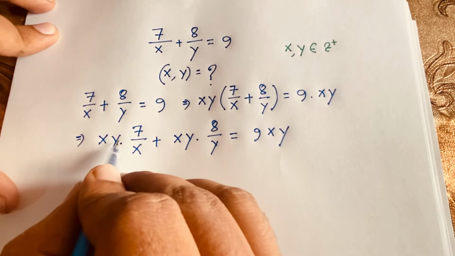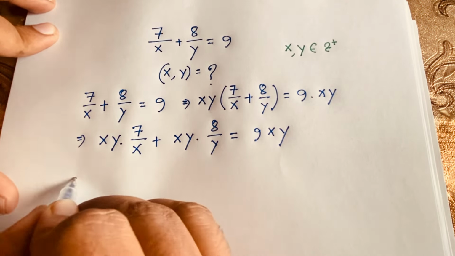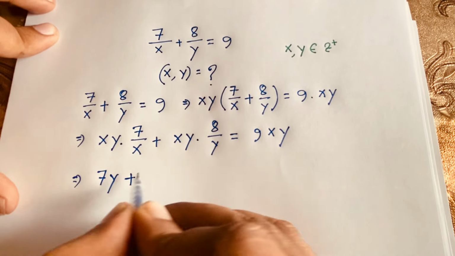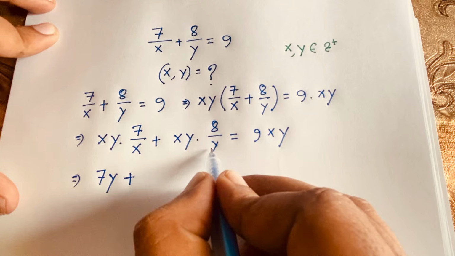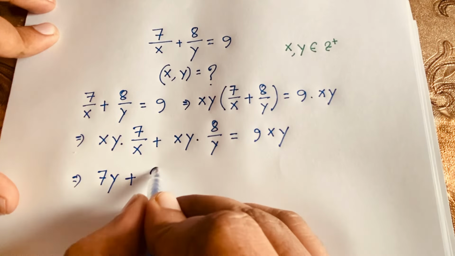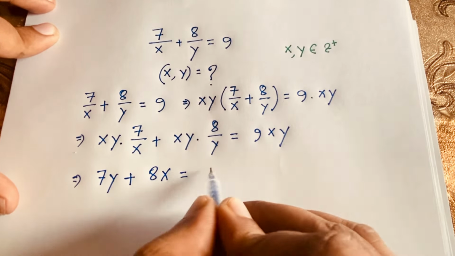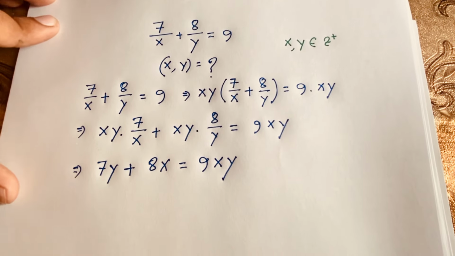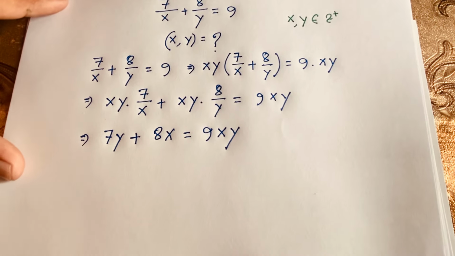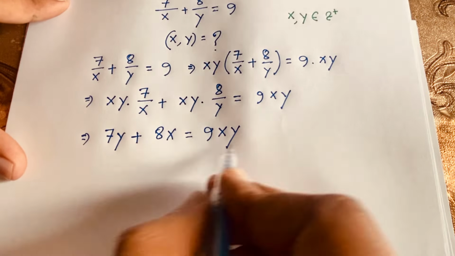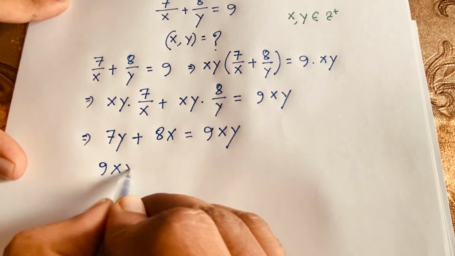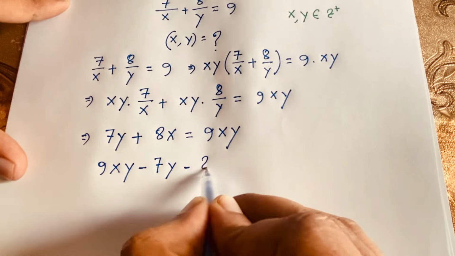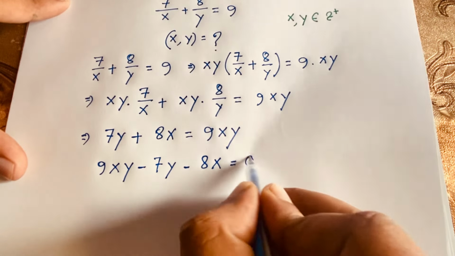We'll find out 7 times y, it will be 7y. So I can see that it will be 7y plus, and this y cancels, 8 times x, it will be 8x is equal to 9xy. Then at this moment you can see easily 9xy minus 7y and minus 8x is equal to 0.